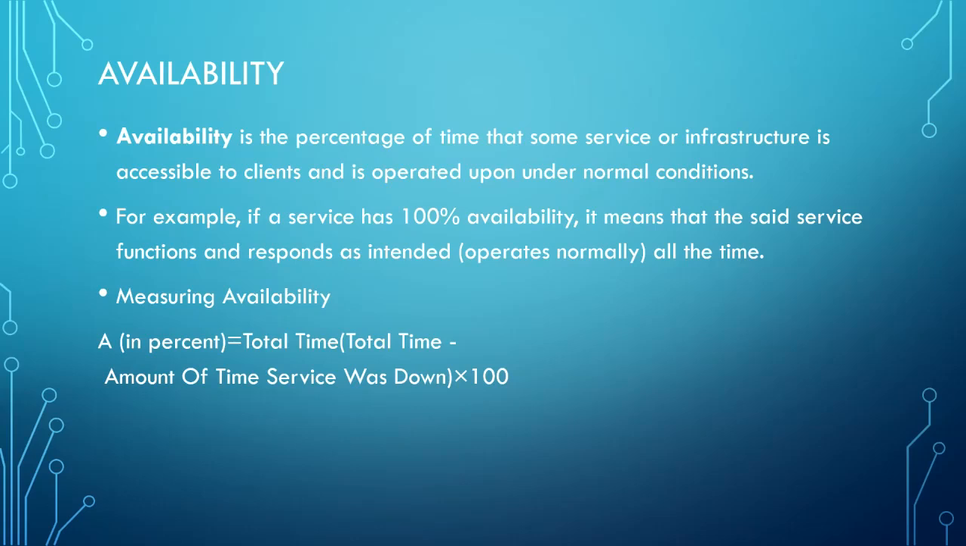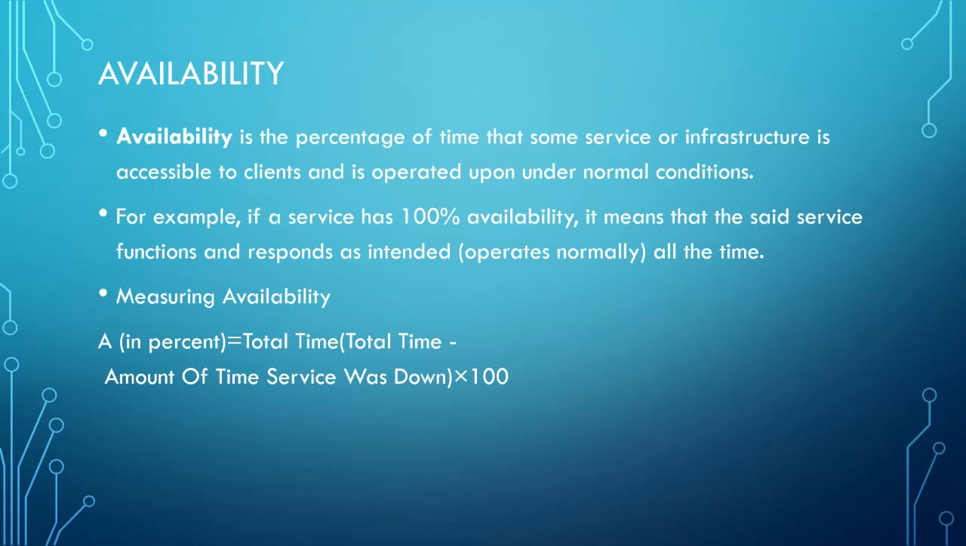So what is availability? Availability in general is evaluated in terms of nines: 99.9, 99.99, 99.9999. So the number of nines is used to evaluate the system availability. It is the percentage of time where the infrastructure is accessible to the client under normal conditions. If the service is 100% available, it is said that it is operating at all times throughout the year.